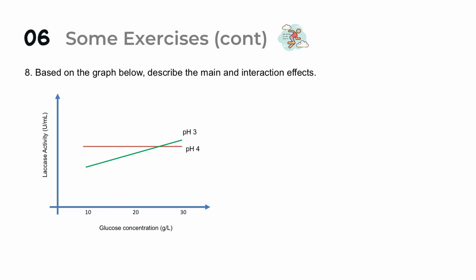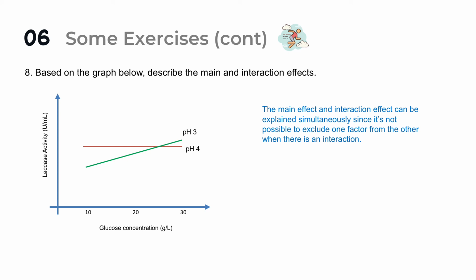The last question is given as follows. Based on the graph below, describe the main and interaction effects. Before we go into the solution, let's analyze the graph. You can see that the profiles given by pH 3 and pH 4 are not parallel. So from here we know that there is an interaction between pH and glucose concentration. If there is an interaction, we can't exclude one factor from the other when we describe the main and interaction effects. So how to answer this question?